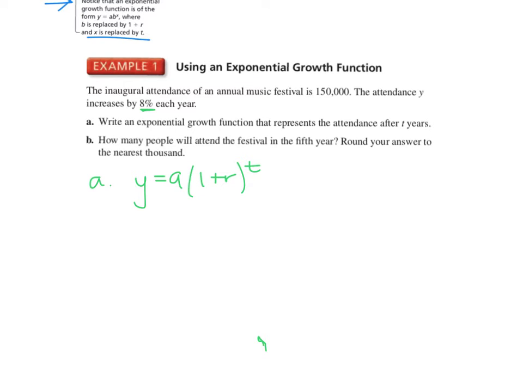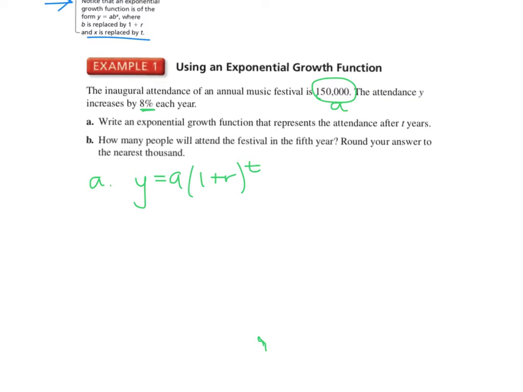So a is our starting amount, or our y-intercept. So they said that the inaugural attendance of a music festival, inaugural is kind of like the starting amount. You've heard of like inaugurations of a president. That's like the beginning of their term. So this is the beginning when they started the first year for this festival. That was our a. Okay, so this is going to be our a.